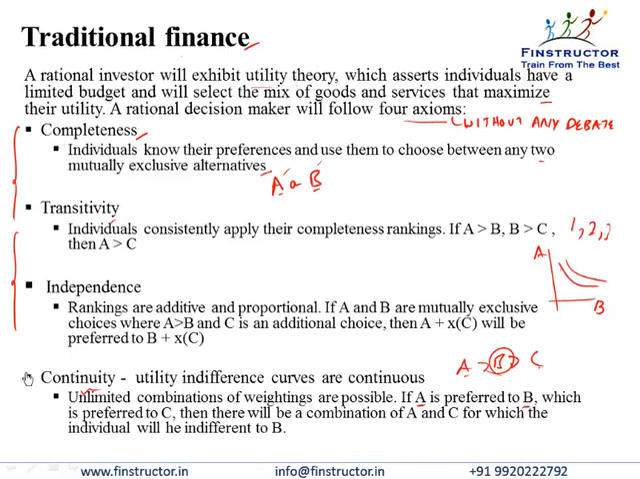So let's revise the four axioms. Completeness: investors know everything they need to know. Transitivity: they consistently apply the choices. Independence: adding a similar option to both A and B will not change the rankings. And continuity: that means utility curves are continuous, or there are infinite possible weightings of the different assets possible. So these are the four axioms of traditional finance. We will soon challenge them when we study behavioral finance. However important, we must remember.